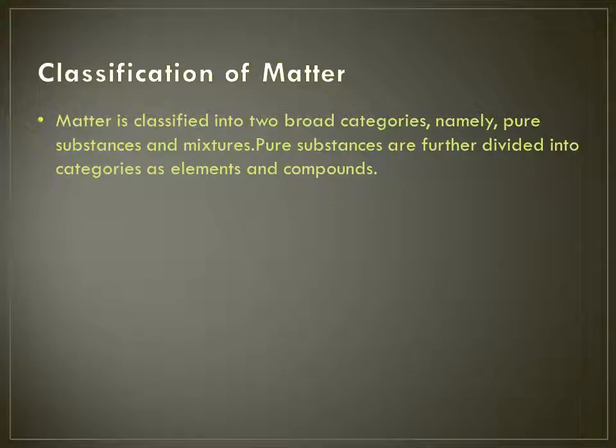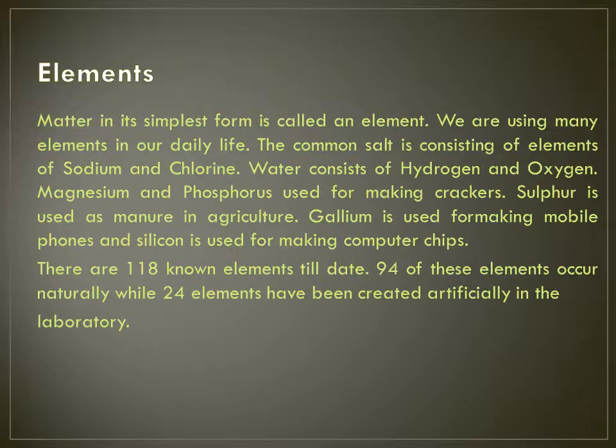Classification of matter. Matter is classified into two broad categories, namely pure substances and mixtures. Pure substances are further divided into elements and compounds. Elements: matter in its simplest form is called an element. We are using many elements in our daily life. Common salt consists of the elements sodium and chlorine. Water consists of hydrogen and oxygen.